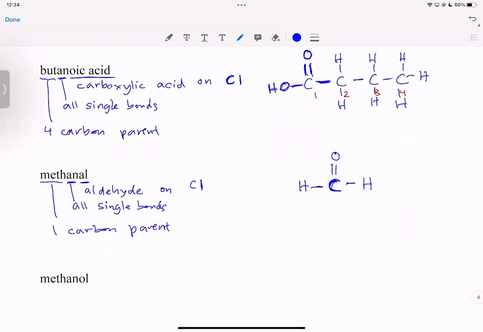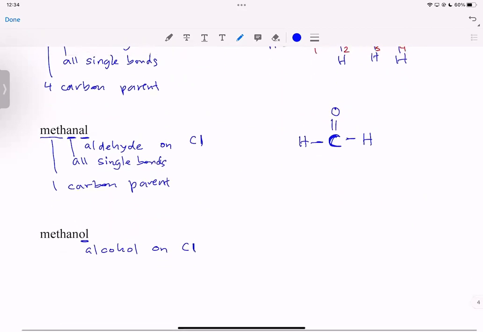The next one has a slightly different name ending, methanol, OL. So that means it's an alcohol. And again, there's no number at the front, so it must be on carbon number 1. But this AN means that they're all single bonds. And you guys might notice that all single bonds excludes any double bonds that might be in the functional group. And the meth means it's a 1-carbon parent.